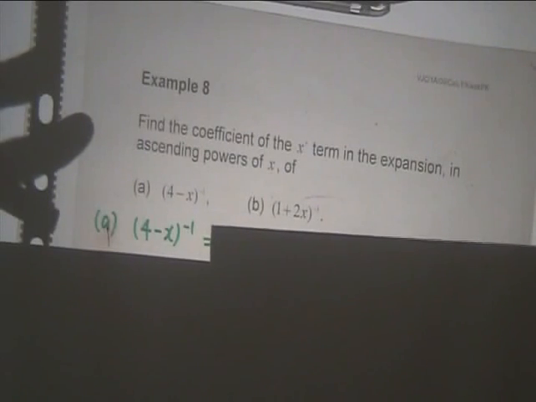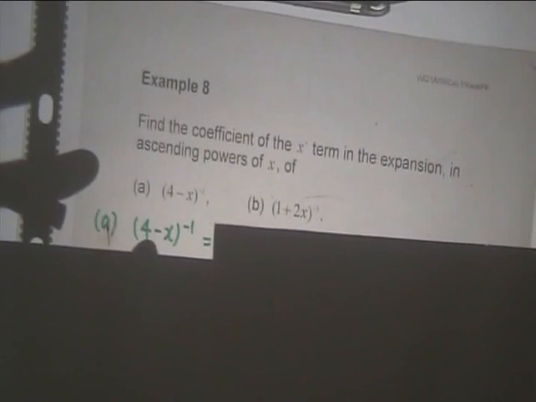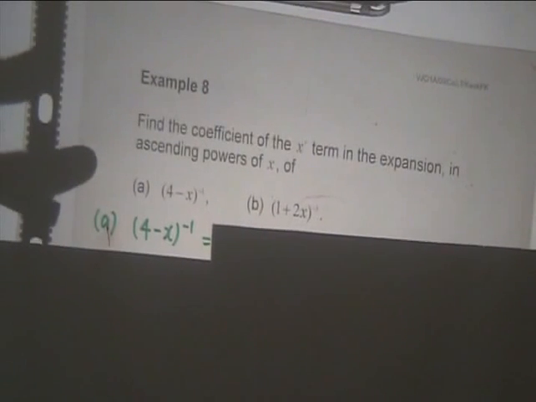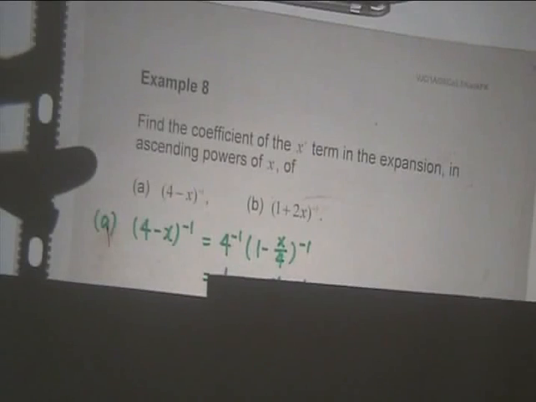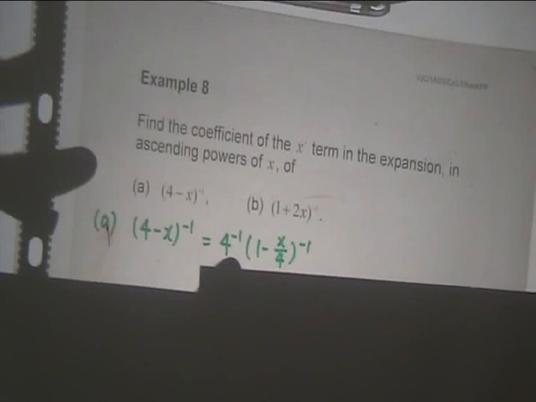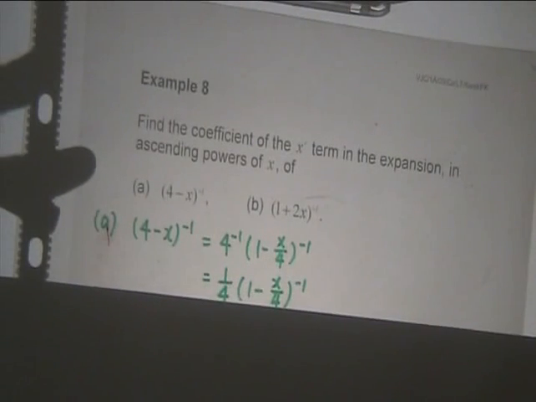A is (4 minus x) to the power minus 1. In this case, remember, we need the expansion to start with 1. So we need to factorize out 4. When I factorize out 4, I must not forget the power, okay? The power will be transferred to 4 also. So 4 to the power minus 1 times (1 minus x over 4) to the power minus 1. So this will give me 1/4 times (1 minus x over 4) whole thing to the power of minus 1.